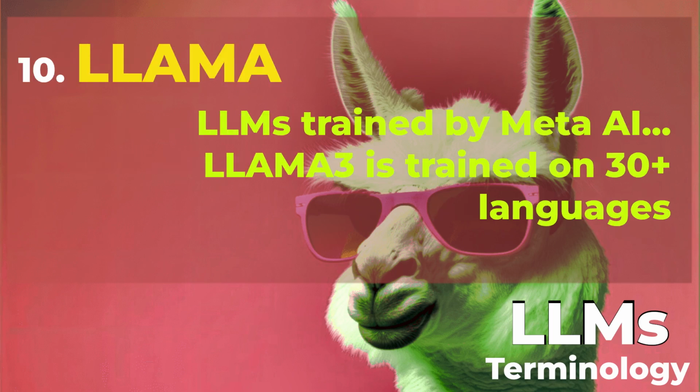Then LLaMA. LLaMA is a series of LLMs, LLaMA 1, LLaMA 2, LLaMA 3, trained by Meta AI, available publicly for local usage and research. It can perform text-based tasks such as text generation, paraphrasing, summarization, etc. LLaMA 3 is trained on data from 30 plus languages, thus supporting multilingual tasks as well.